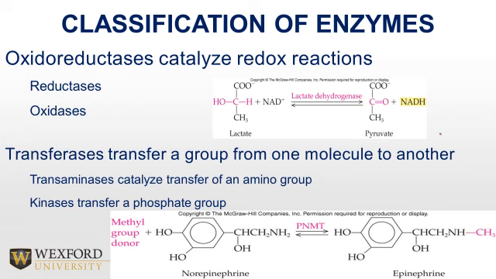Oxidoreductases catalyze what's called redox reactions, which are oxidation reduction reactions. So you have what's called reductases and oxidases. And this gets a little confusing. This gets into a little bit of organic chemistry. But basically, when we reduce something, we're going more negative. So we're adding electrons.